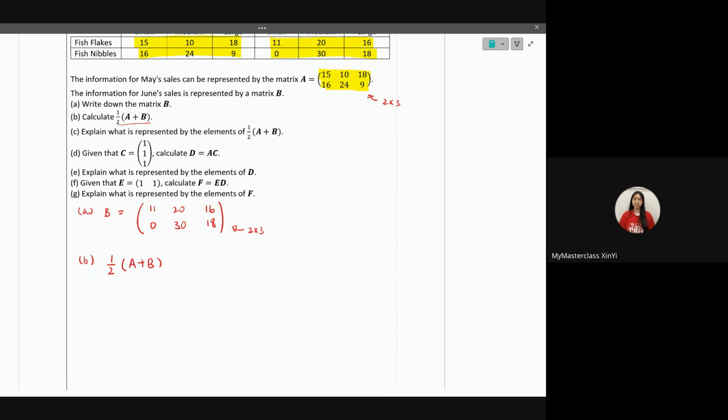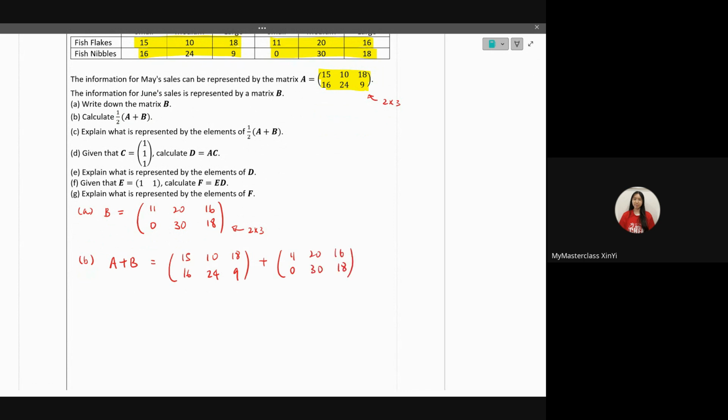This half over here, notice it doesn't have a bracket, right? So this is what we call scalar multiplication. So first do what is in the bracket first. So do your matrix addition first. So let's split this up first. So this is your A plus B, right? So let's do A plus B first. So your A is 15, 16, then 24, 18, 9. And your B is 11, 0, 20, 30, 16, 18.